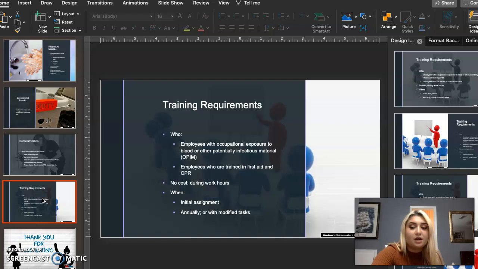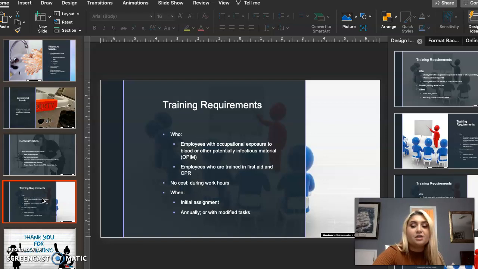an explanation of the basis for selection of PPE, information on the hepatitis B vaccine, including information on its efficacy, safety, method of administration, the benefits of being vaccinated, and that the vaccine and the vaccination will be offered to you free of charge. Information on the appropriate actions that one should take and persons to contact in case of an emergency involving blood or other potentially infectious materials.